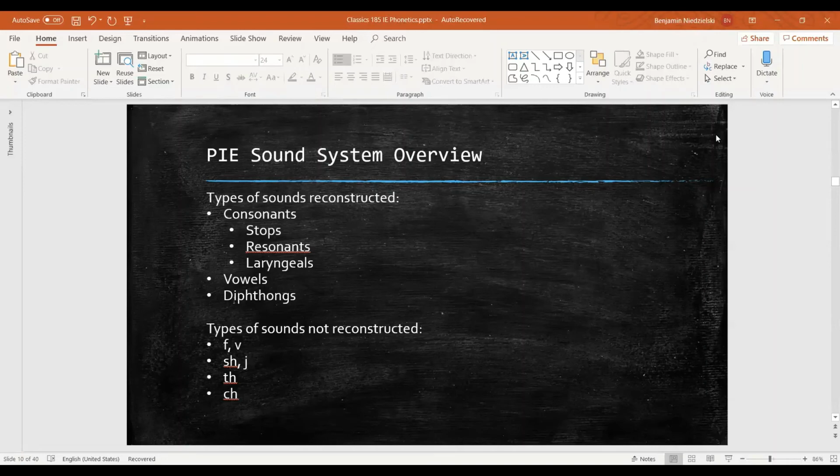Now, it's worth noting that there are a number of sounds present in English that we do not reconstruct for Proto-Indo-European. These are sounds like th, the, sh, j, and ch. None of these sounds are reconstructed for Proto-Indo-European. That means that for them to show up in English or other languages, we have to explain how we got to them from a Proto-Indo-European sound system that doesn't have them. Next, we're going to talk about the different consonants, specifically stops, that we reconstruct for Proto-Indo-European.